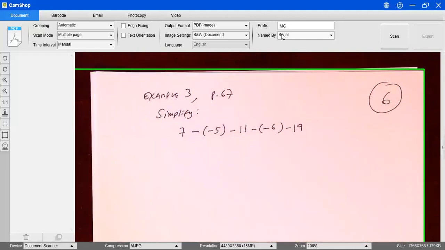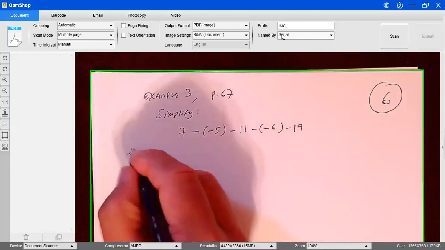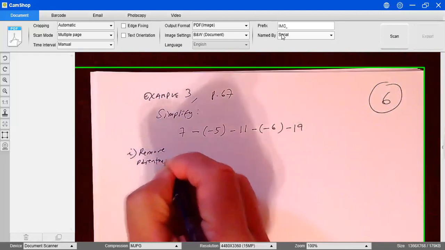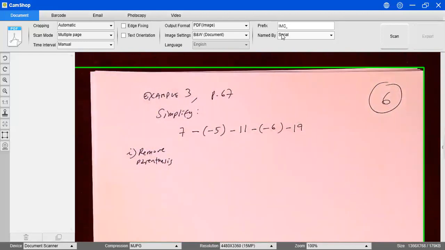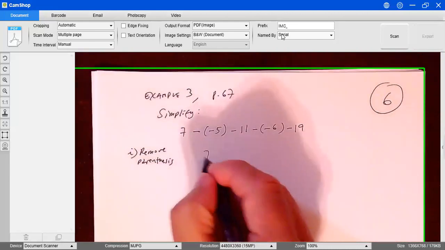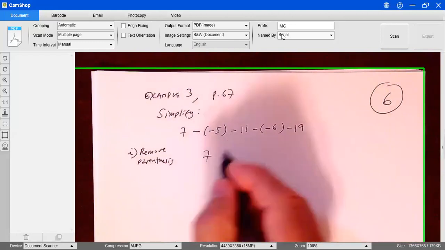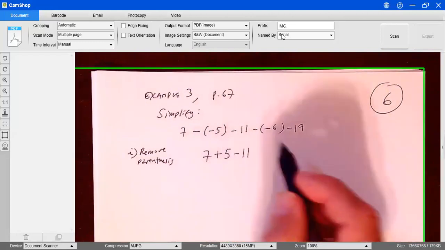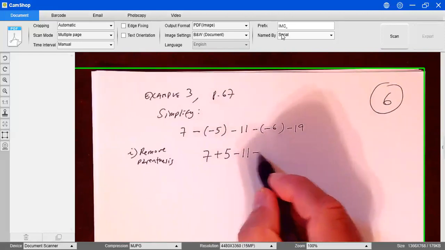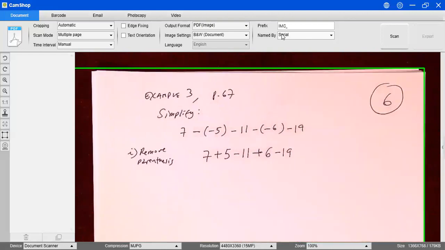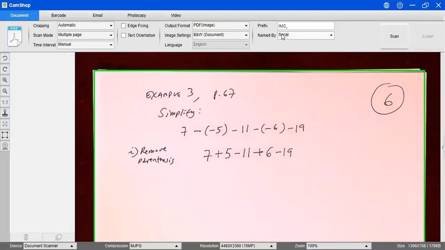So a lot of negative signs here. The first thing, we need to remove parentheses by using the rule of signs. We start writing 7. Then negative times negative is going to be positive 5. Then we have negative 11. Then again, negative times negative is going to be positive 6. And finally, negative 19. So that's the first step.